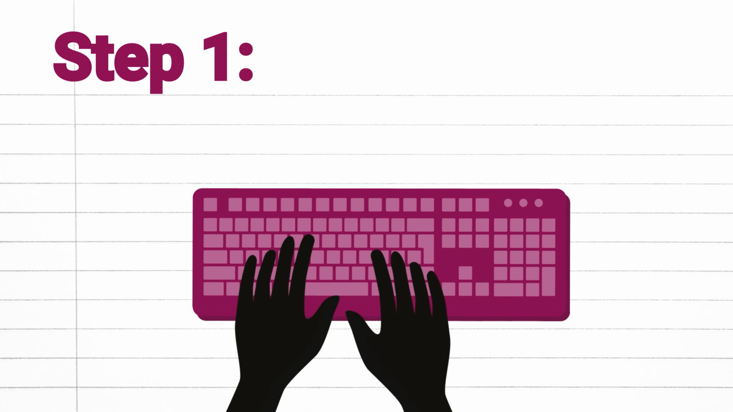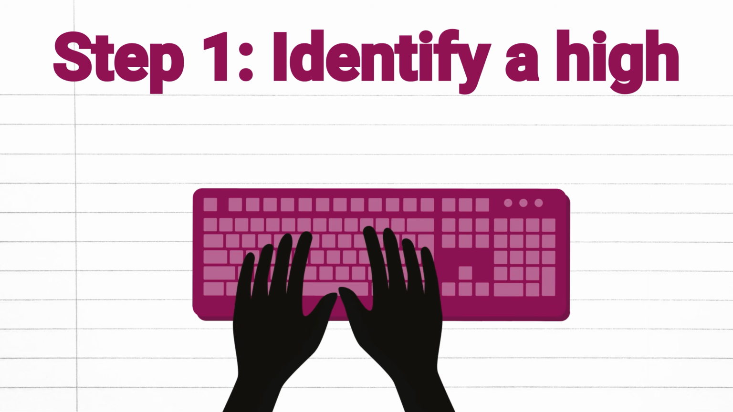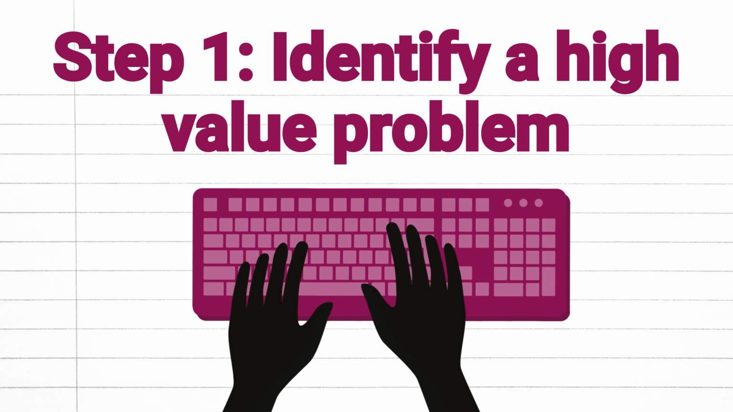So step number one for how I created passive income from my book without Amazon KDP is to identify a high value problem. A high value problem is a problem that somebody wants to solve and they're willing to pay at least $1,000 to solve it.